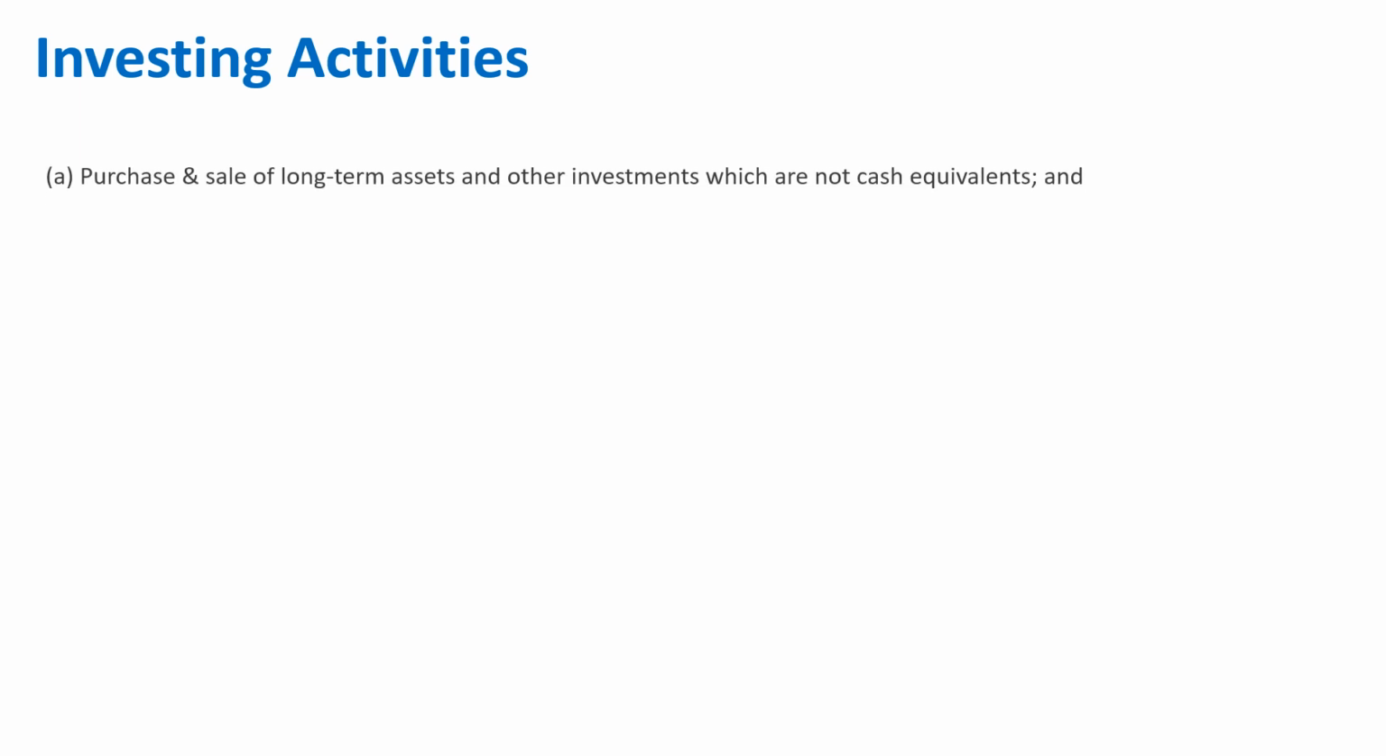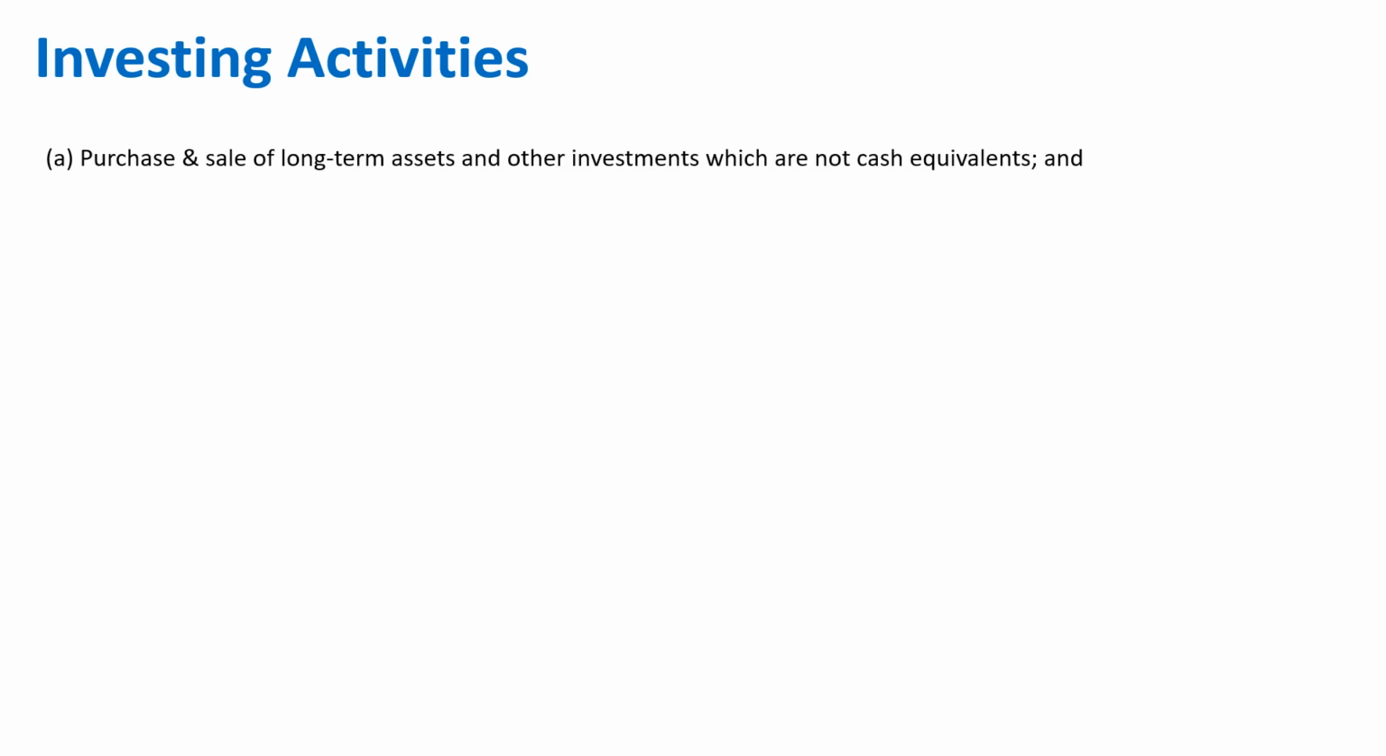Investing activities. Let's check what activities are included under investing activities. The first one is purchase and sale of long-term assets and other investments which are not cash equivalents, and income received from investments. So majorly, investing activities take care of the amount the company has invested in fixed assets or other long-term assets which are not treated as cash equivalent.